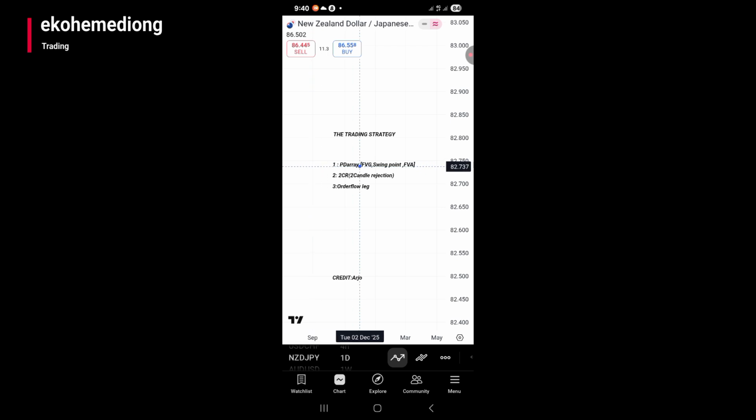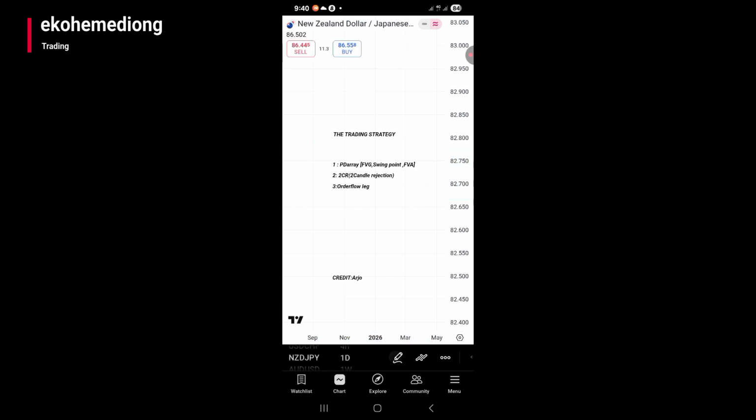The first concept we are going to be looking at is PDRA, which is fair value gaps, swing points, and then fair value areas. Then a second concept will be two candle rejection, that is 2CR, from Ario. And then the third one, we are going to be looking at order flow. But we are also going to be looking at other things from Ario. These are the main things we are going to be focusing on right now.